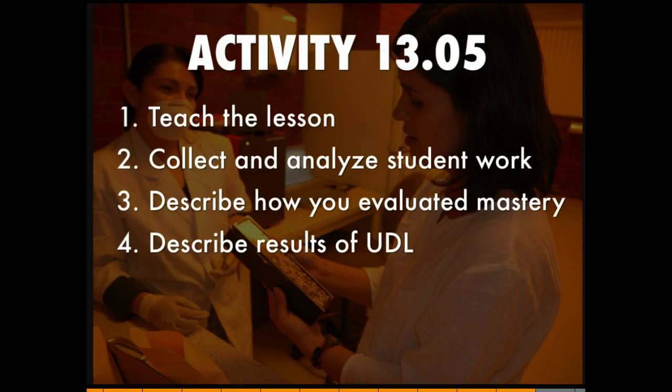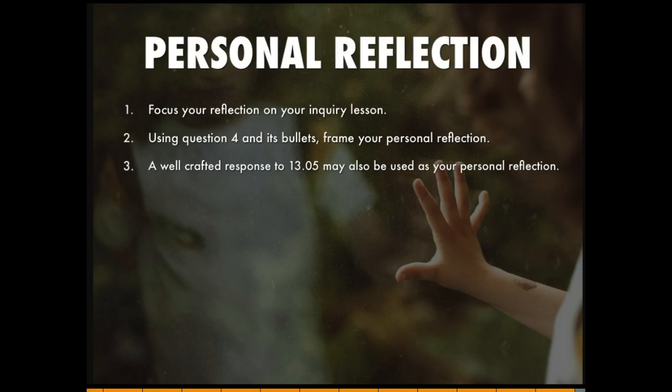You're going to collect and analyze student work, describe how you evaluate for mastery, and then describe the results of the universal design for learning. Now, 13.05 and your personal reflection actually can be done together. After you teach the lesson, if you look at all the bullets and questions for 13.05, you will then, because they're focusing in on the lesson that you taught, you can create one well-crafted personal reflection and use it as the submission for both 13.05 and the personal reflection. I don't want you to do double work here.